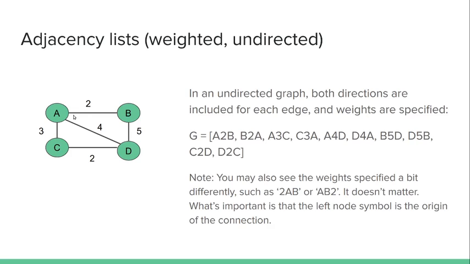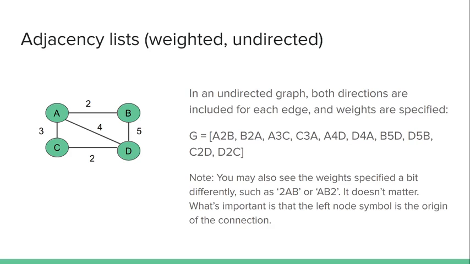So here we have 1, 2, 3, 4, 5 edges. So we should have 10 elements in our list. 1, 2, 3, 4, 5, 6, 7, 8, 9, 10. So that's a way that we can check to make sure we have the correct number of items in our list.